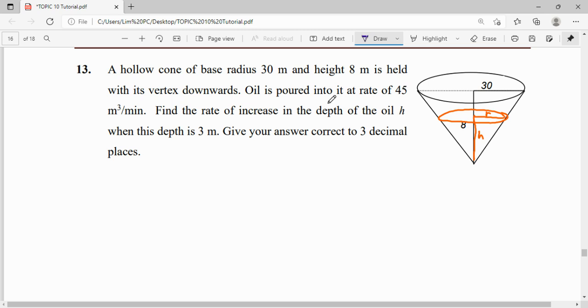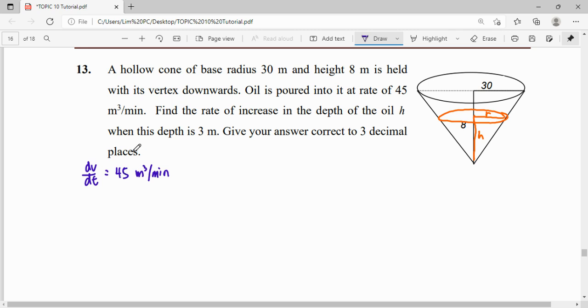So from here we can see the rate of change is 45 meter cube per minute. Meter cube is a quantity of volume. So dV/dt is equal to 45. When you pour oil inside, the volume is increasing, so we will have positive 45 here.